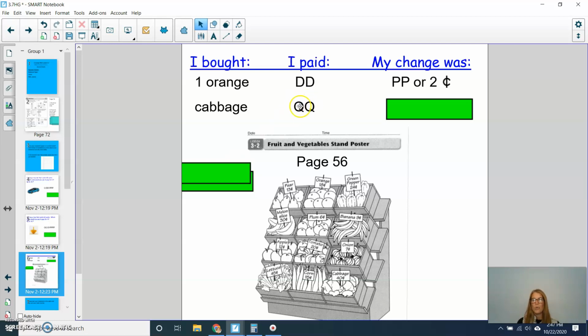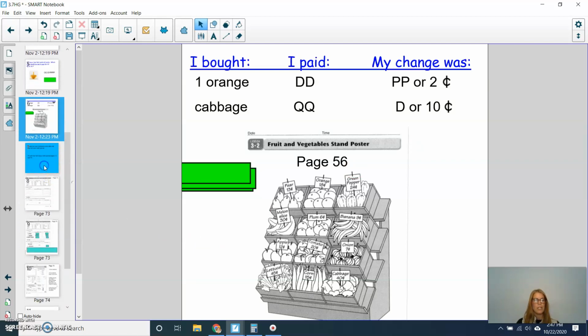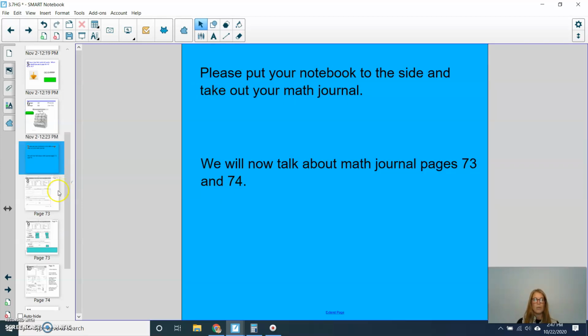So we know that 2 quarters is 50 cents. So to go from 40 to 50, they would probably give me 1 dime back, which is the same as saying 10 cents. We're going to try some of these today in our math journal. So if you can put your whiteboard or notebook to the side and open up your math journal, we'll talk about page 73 first.